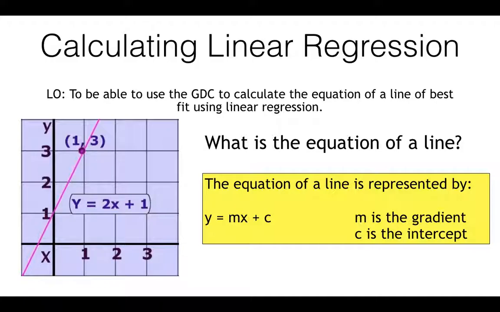In this case, when we talk about m, that is the gradient. So that tells us how steep the line is. So in the case of the graph that we've got here, the gradient is 2. So that means for every one step along the x-axis, we go 2 up on the y-axis. That's what that tells us.